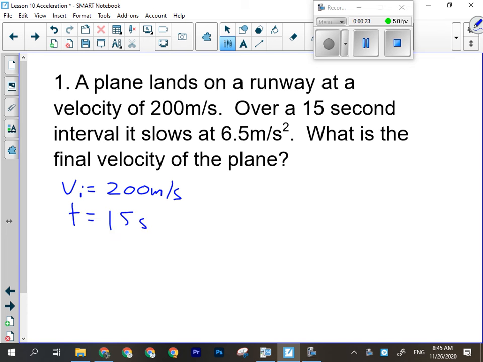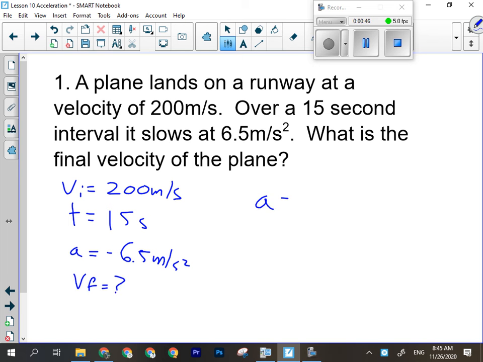Okay, it slows at 6.5 meters per second squared. What did they give me there? Acceleration. Is it positive or negative? Negative. That's something to watch for. All right, acceleration is negative 6.5 meters per second squared. We're looking for the final velocity of the plane after that 15 seconds.